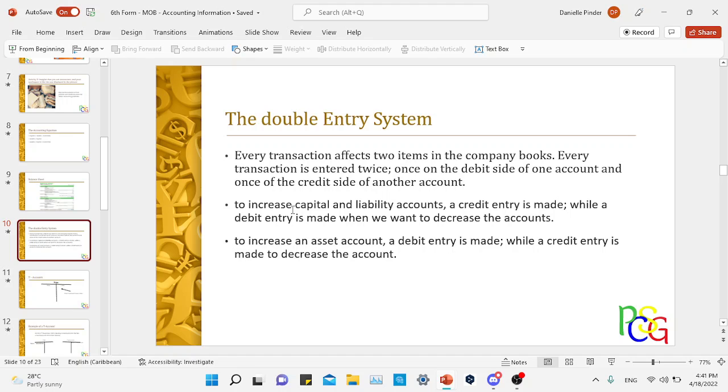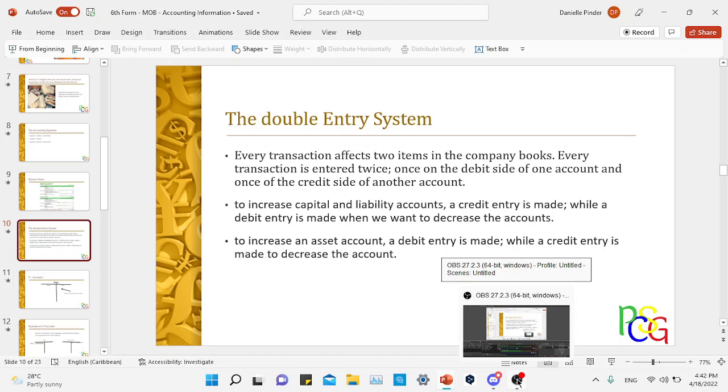And what other account would that affect? Their cash account. Yes, yeah, actually. And so your cash account, right?